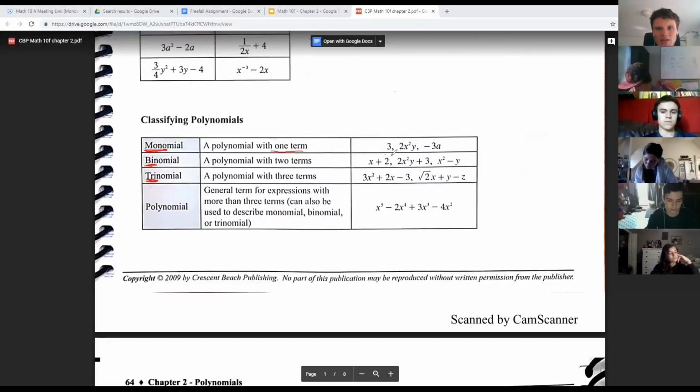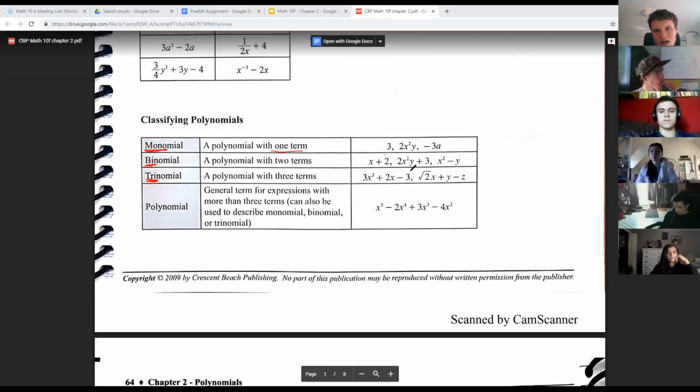Binomial, of course, has 2 terms. Look at this first one, x plus 2. X is a term, 2 is a term. So there's 2 terms there. Here's another binomial, and finally, here's another binomial. I find these lists kind of confusing. With the commas here, it's hard to distinguish between the different polynomials.